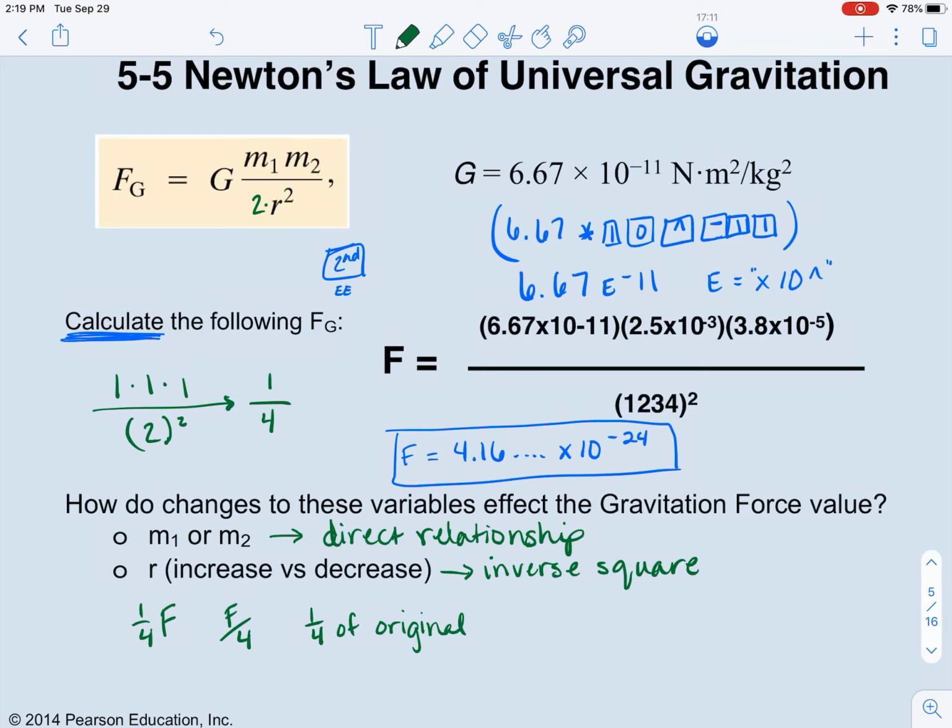So that's the idea behind how we would go about answering questions about changing the variables and how that affects our force. How would the forces compare without necessarily having to perform a calculation? And you will be expected to answer both types of problems.